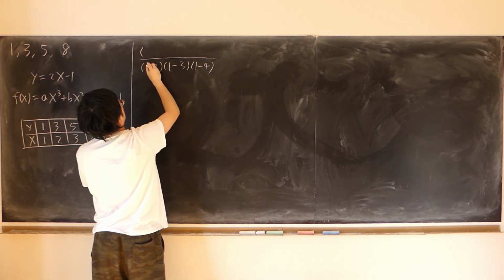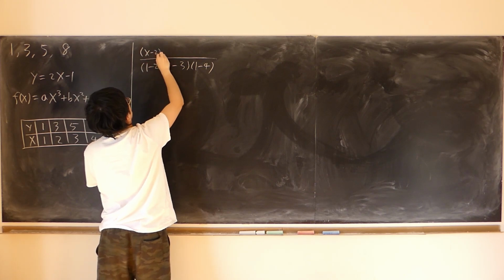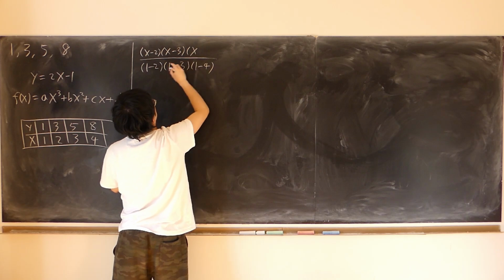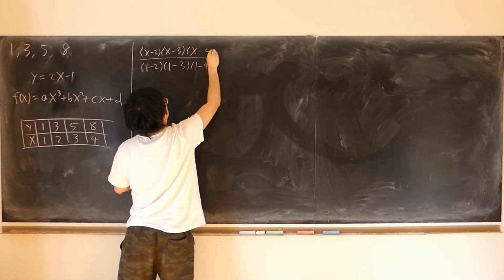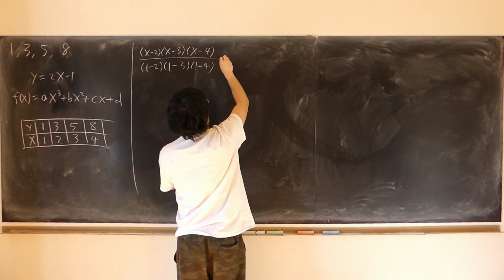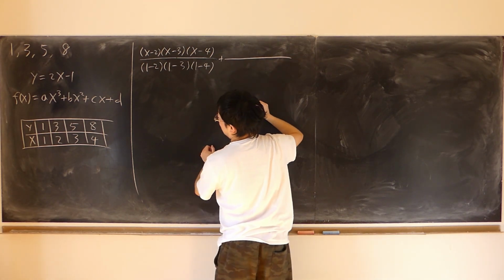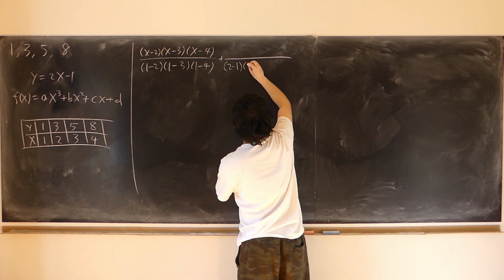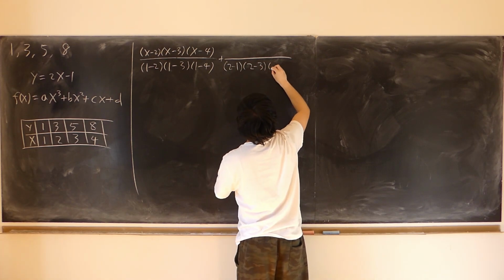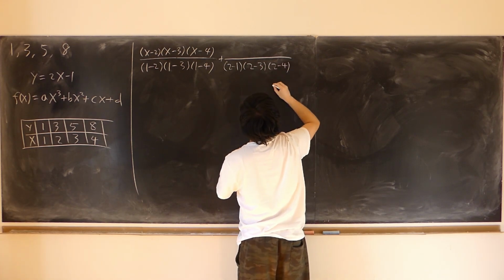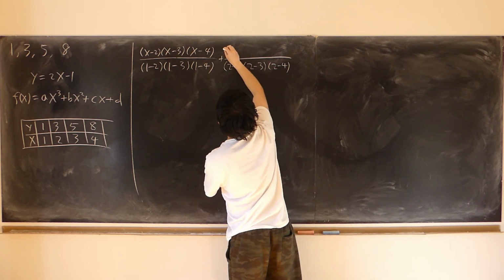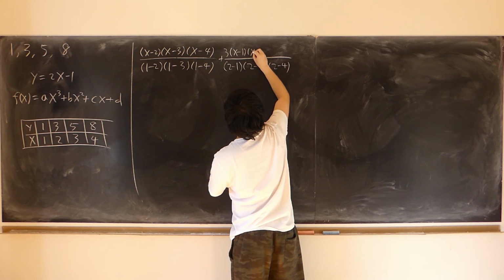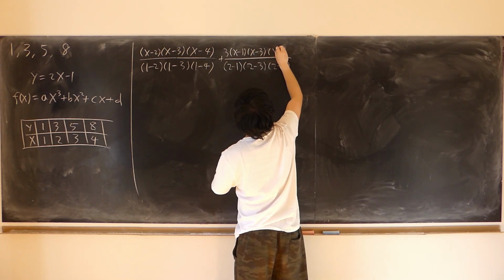On top I have x minus 2, x minus 3, x minus 4. Okay. Plus, I'm going to take 2: 2 minus 1 times 2 minus 3 times 2 minus 4. Going to multiply by 3, and on top x minus 1 times x minus 3 times x minus 4.